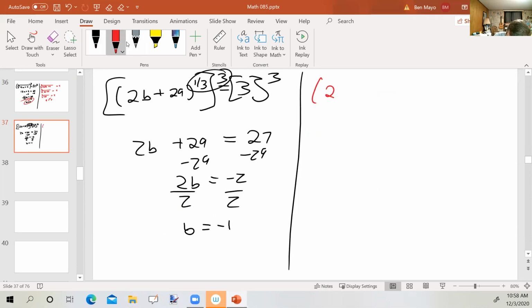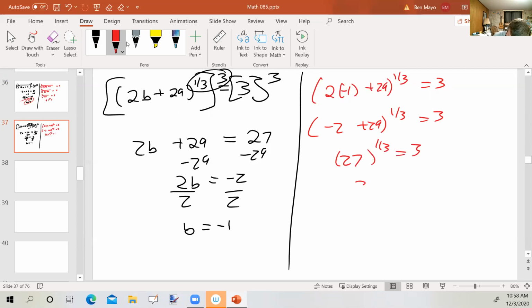Let's see, we'd have 2 times -1 plus 29 to the 1/3 power equals 3. -2 plus 29 to the 1/3 power equals 3. 27 to the 1/3 power equals 3. Cube root of 27 is 3. So again, the solution is correct.